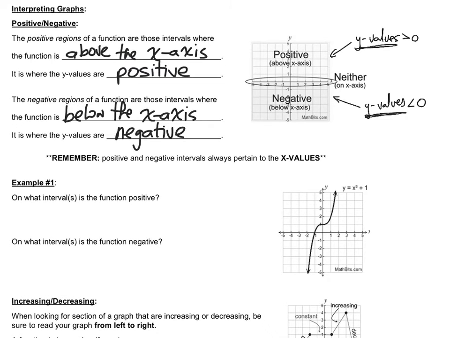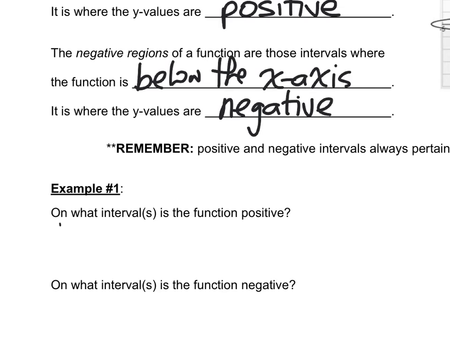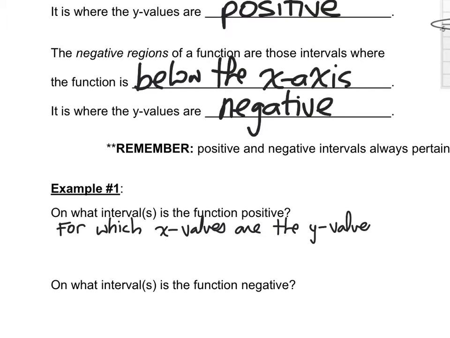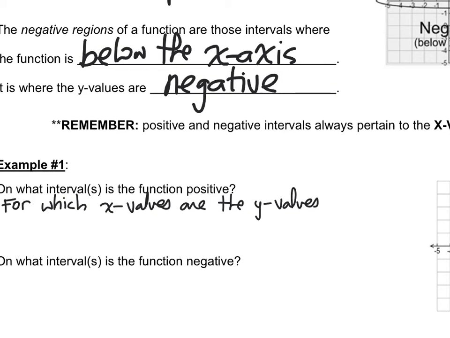Now, the example: on what intervals is the function positive? So the little remember statement: positive and negative intervals always pertain to the x values, which is kind of a weird thing to think about because we just got through talking about the y values. But really it's just stating for what x values. So I'll write that here: which x values are the y values positive, or greater than 0, or above the x-axis, however you want to think of it.